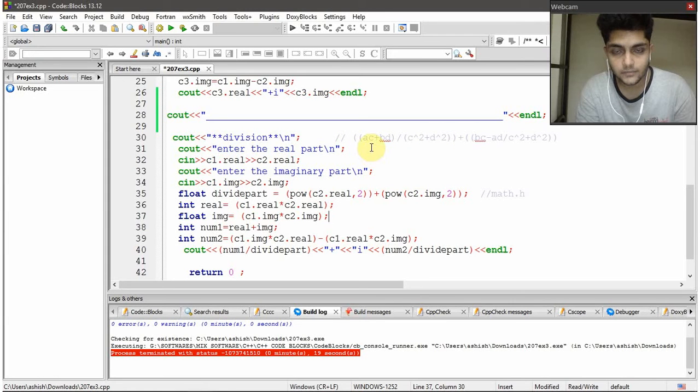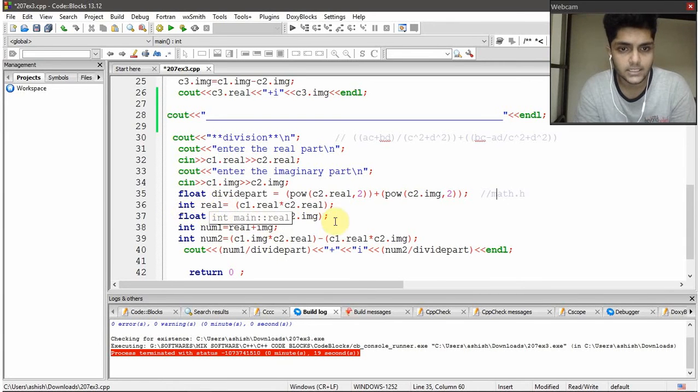So here, in the first fraction part we have ac plus bd, divided by c square plus d square, and then plus another fraction, that is bc minus ad over c square plus d square. So c square plus d square is common in both the fractions, so that's why we are calculating this divide part, or this denominator part, separately.